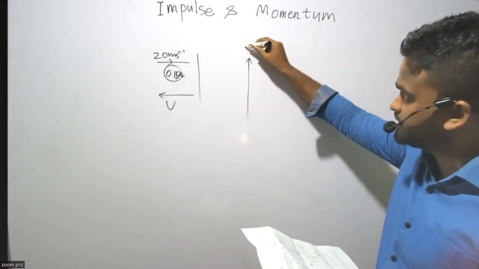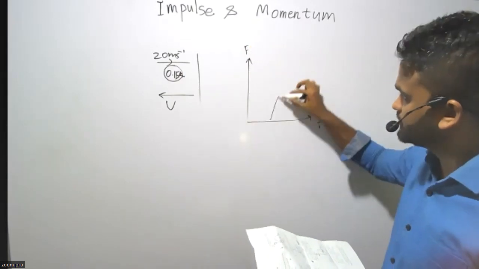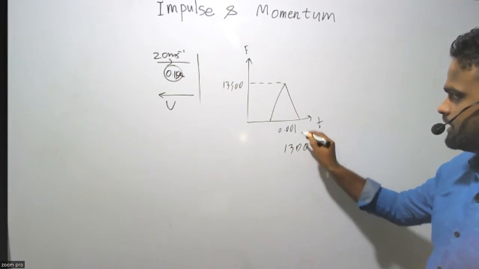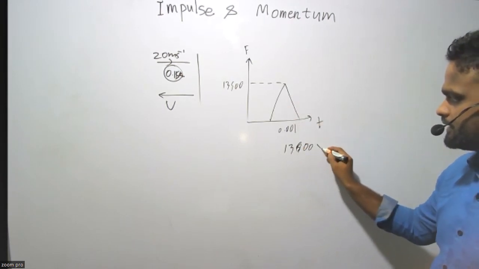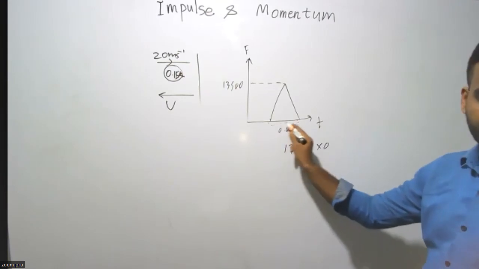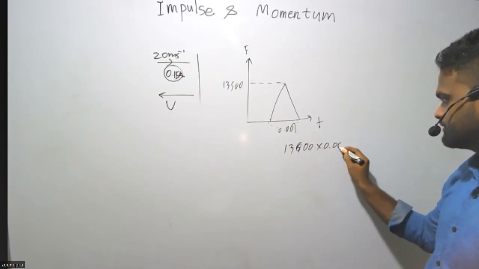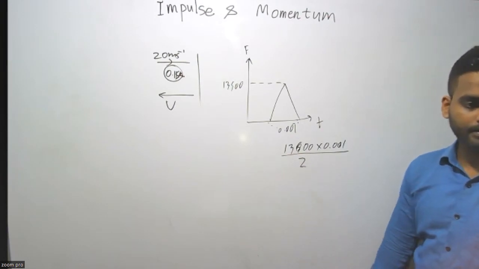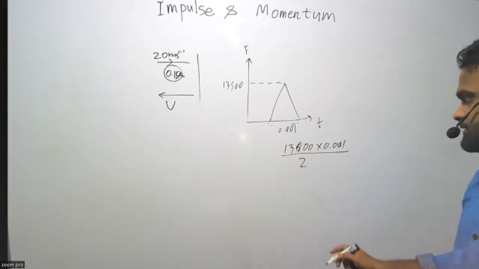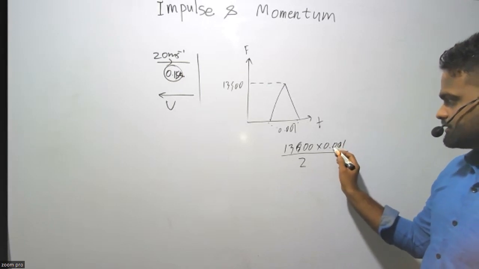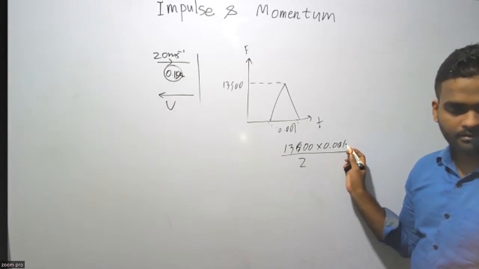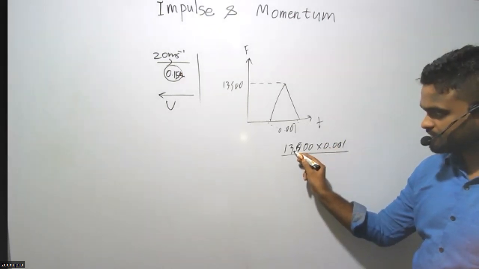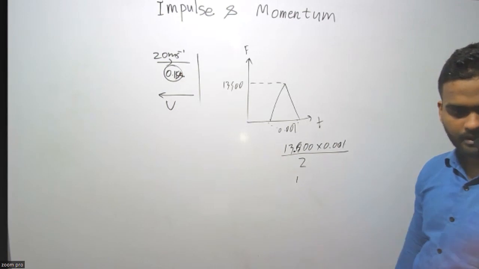Someone tell me what's the area of the graph. So area gives us the change of momentum. So what's the area? Height 13,500, times 0.001 divided by 2. That's the area of the triangle. Okay, let's see. So 0.001 means 1 over 1000, right? You have divided by 1000, so this becomes 13.5, isn't that?